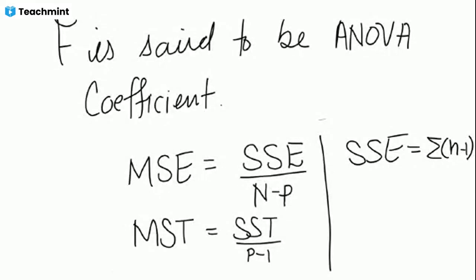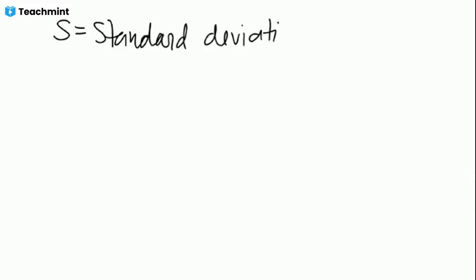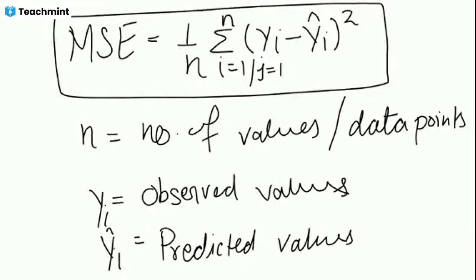My mistake. SSE is equal to summation n minus 1 into s square, where small n is the sample size, and s is the standard deviation. You got all these formulas, or shall I repeat anything?